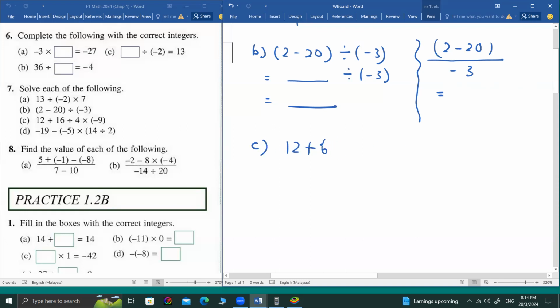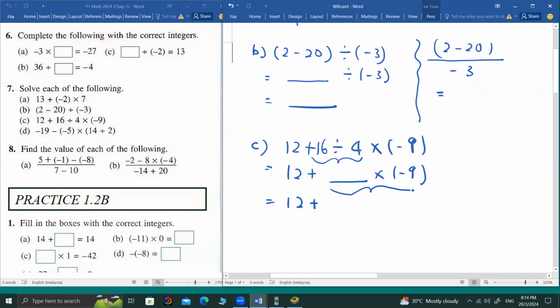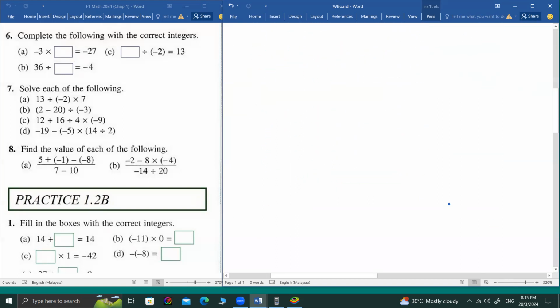来看 C. 12 plus 16 divide 4 times -9. 应该做什么先呢？Divide. So you show 12 plus what first from here? Times -9. Then 12 plus, okay, you get this times one first. Then only you add. 明白没有？要 show 正确的排式。Understand what I mean? Wait, one more. 先听完先 all of you.